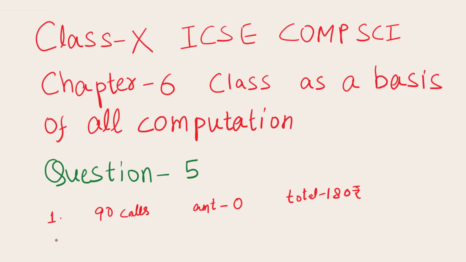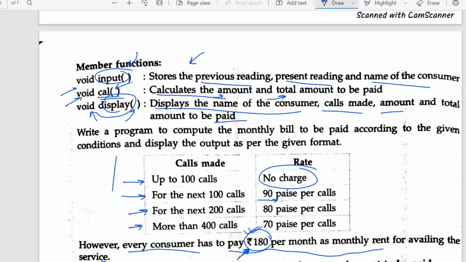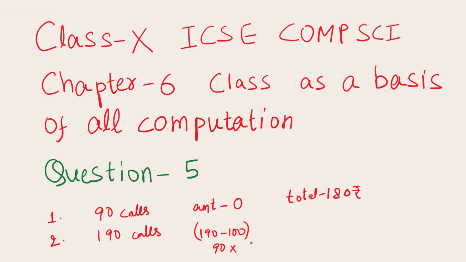But take a second case where somebody makes 190 calls. 190 calls means it is greater than 100. For the first 100 calls it is free, but 190 minus 100 is 90. For 90 calls you have to pay 90 paisa per call, so you multiply 0.9 to it. 9 nines are 81, so you will have to pay 81 rupees. So your AMT, the charge for the calls you made, is 81 rupees.